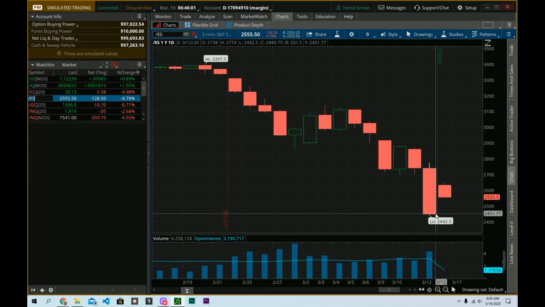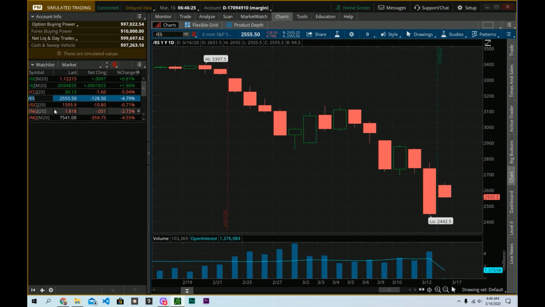Closed at 2449.75. But then this one opened up at 26.31. So it gapped up, and it's on its way back down again. Could I tell you where it's going? Absolutely not. If someone tells you they know where it's going today, they're just guessing. And then, of course, people can be lucky.